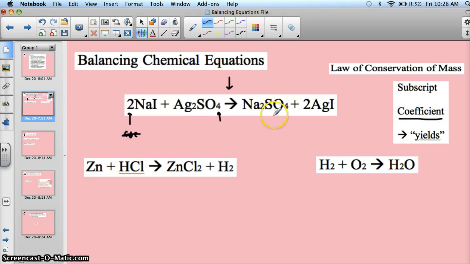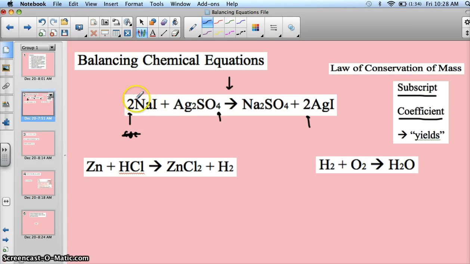The coefficients are in front of the compounds, and the subscripts have the ratio of atoms to all the others in there. And that's why you cannot change these, because if you were to make this a 3, it changes what this is, some kind of silver sulfate or something like that. It changes what it is. So that's why you cannot mess with these subscripts.